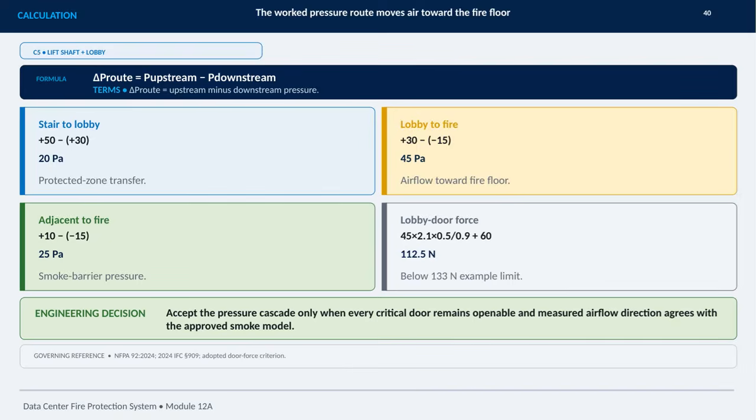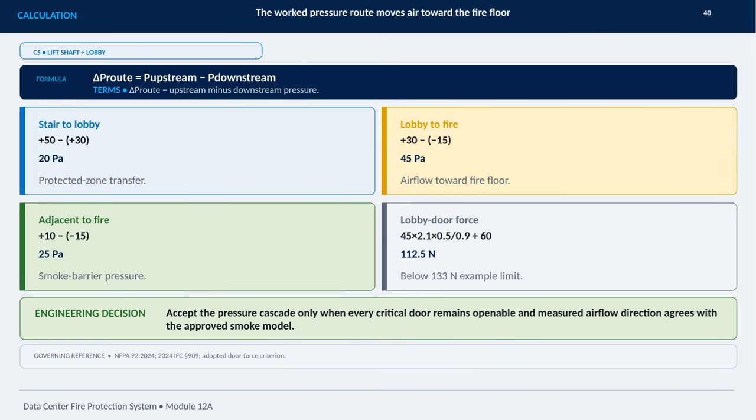This calculation shows how pressure changes through the lift shaft and lobby move air toward the fire floor. The governing relationship is straightforward. Pressure difference equals upstream pressure minus downstream pressure. From the stair to the lobby, the calculation is plus 50 minus plus 30, giving 20 pascals. That represents the protected zone transfer.